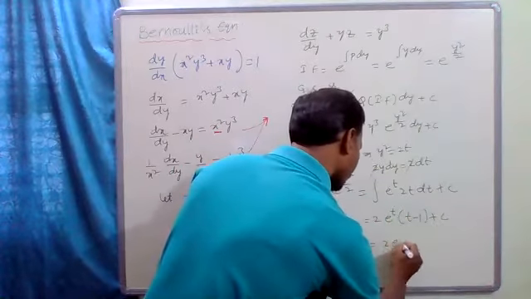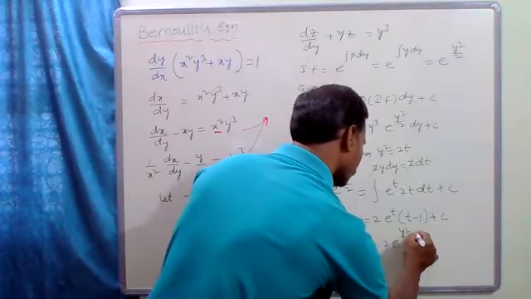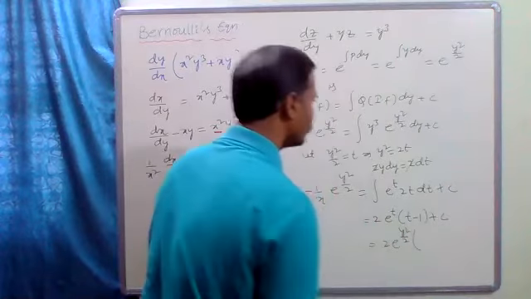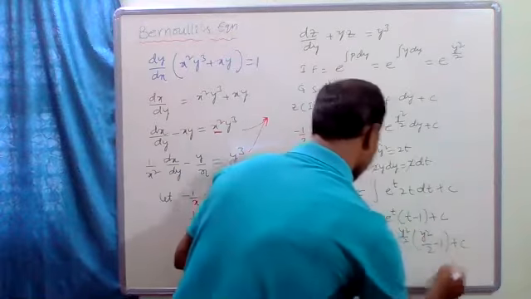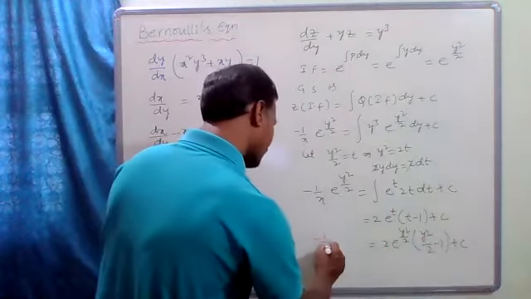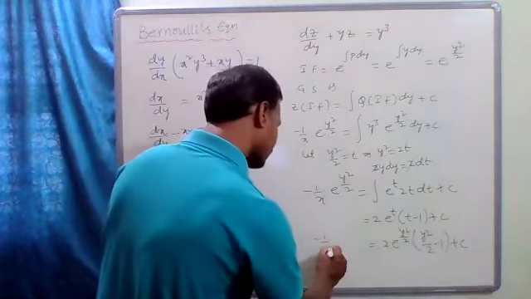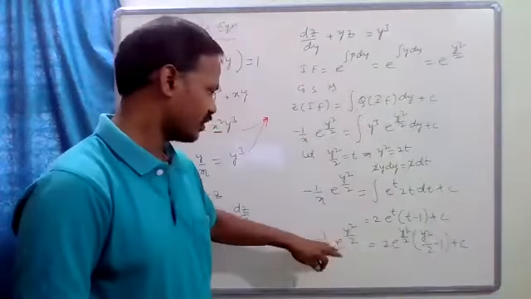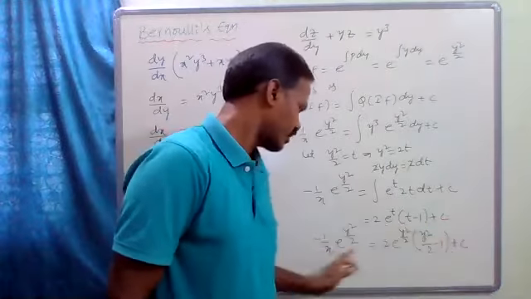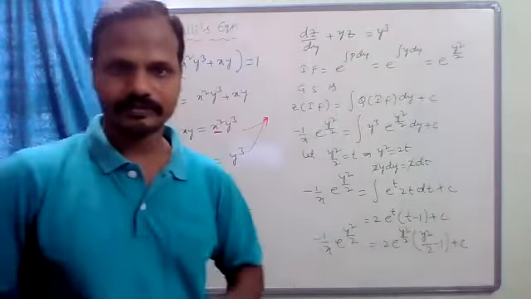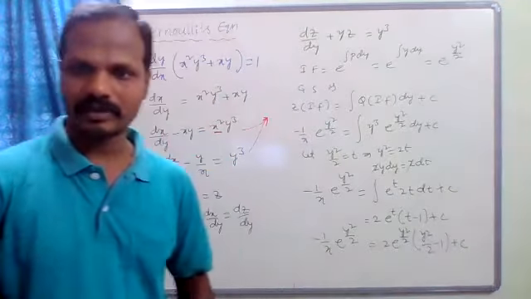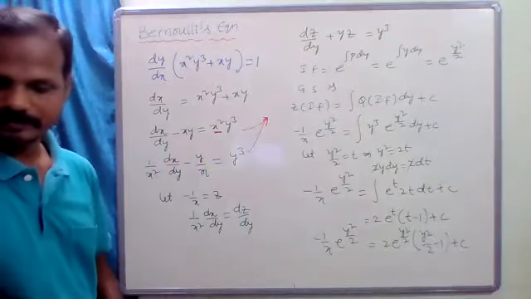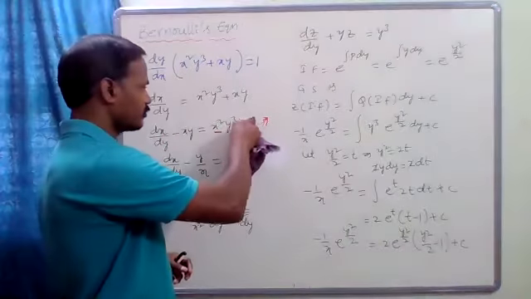So this equals 2 into e power y square by 2, with t value y square by 2, minus 1 plus c. So minus 1 by x e power y square by 2 equals this. If you want, you can still simplify: take this term to the right side and make it 1. Is it okay? Is it clear?